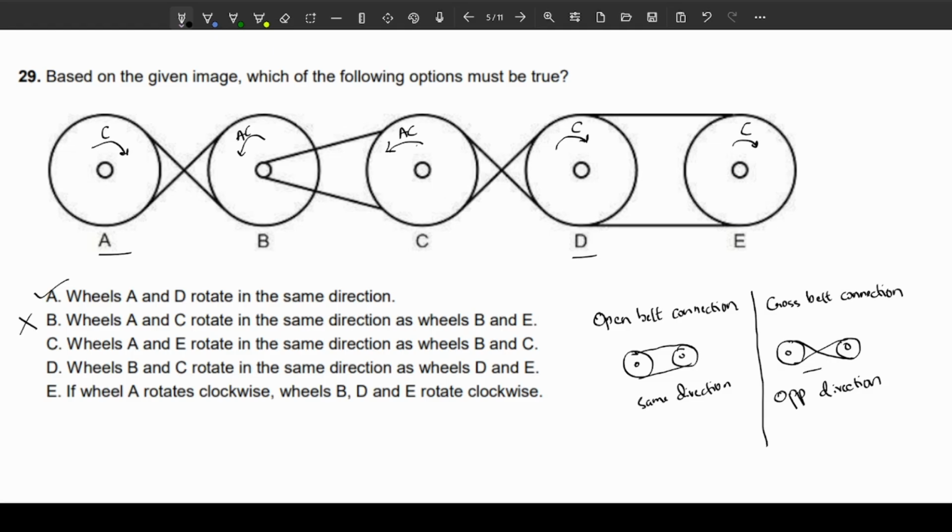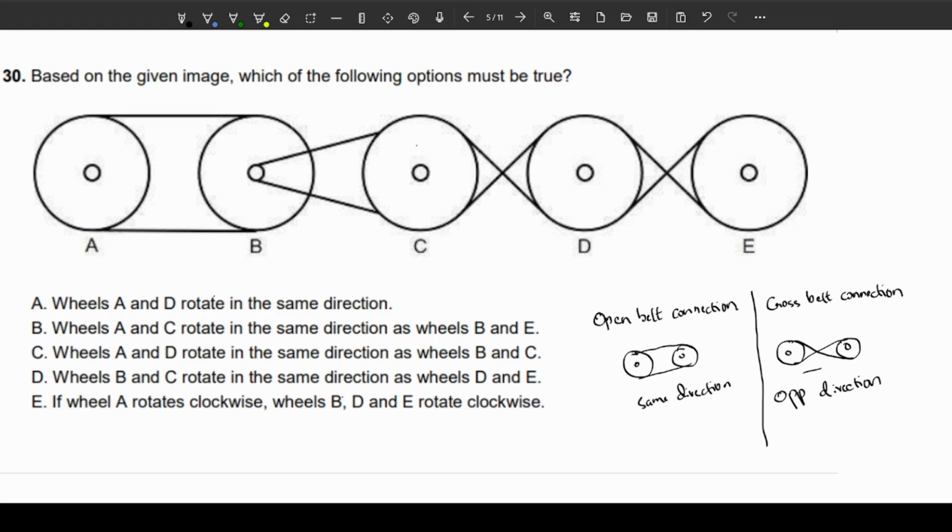Now wheels A and E rotate in the same direction as wheels B and C. No, it's clockwise and anti-clockwise, so this is wrong. Wheels B and C rotate in the same direction as wheels D and E. B and C are anti-clockwise, D and E are clockwise, so this doesn't hold true. Now, if wheel A rotates clockwise, wheels B, D, E rotate clockwise. Wrong. Here, B doesn't rotate clockwise, hence even E is not true. Your answer is A. Let's solve the next question also, which is on the same concept.